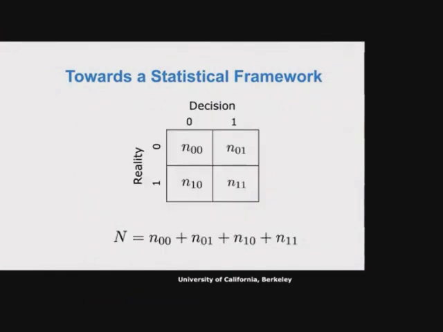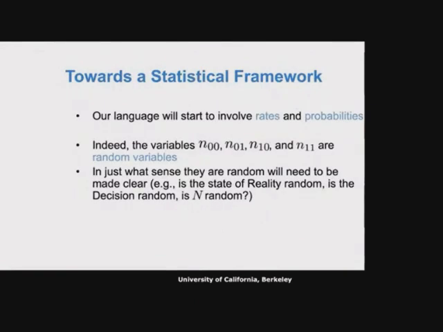Now instead of just having one decision in our table, we're going to have a number of decisions, and I'm going to denote them with n. So n sub 0,0 is the number of times you said 0 when you should have said 0. So, true negative. And n 0,1 is the number of false positives. These are now counts in this table, and they add up to the total number of counts, capital N.